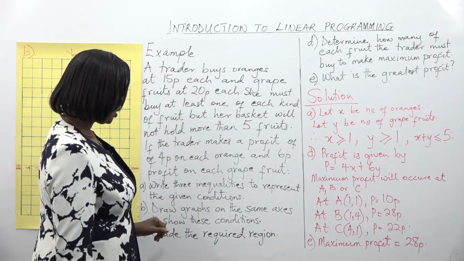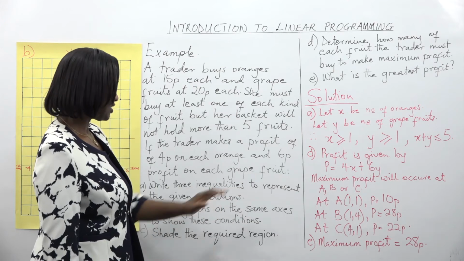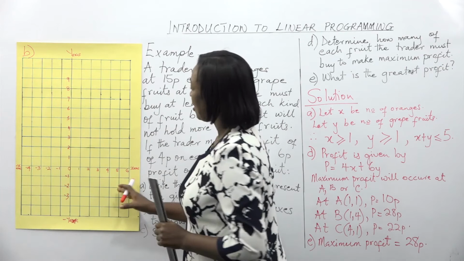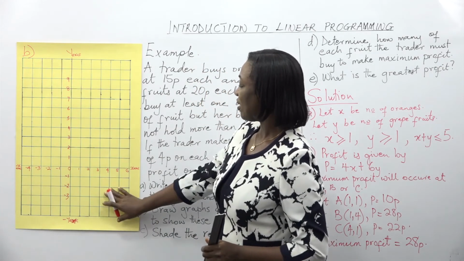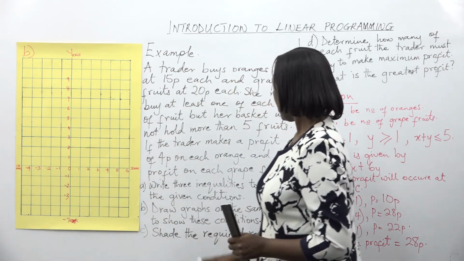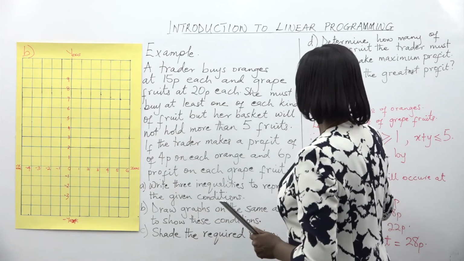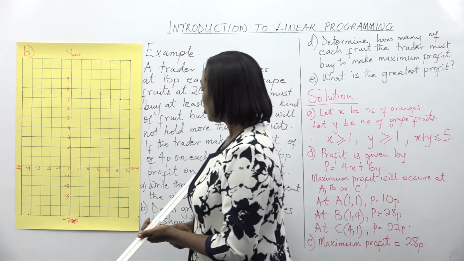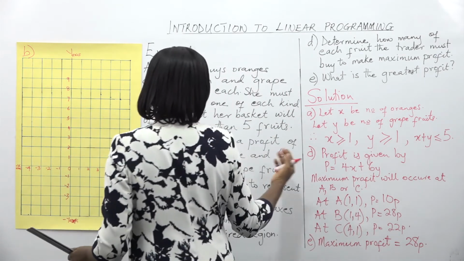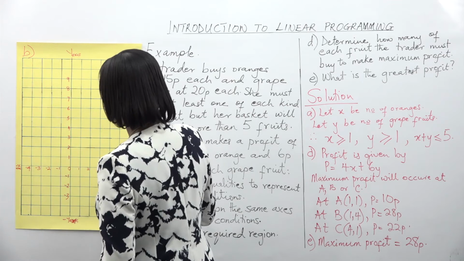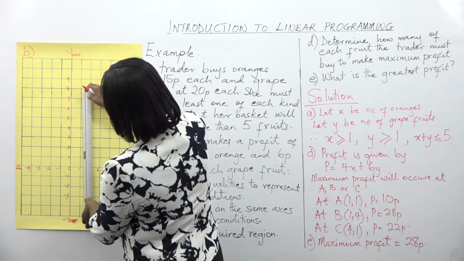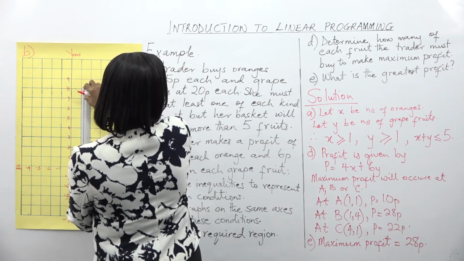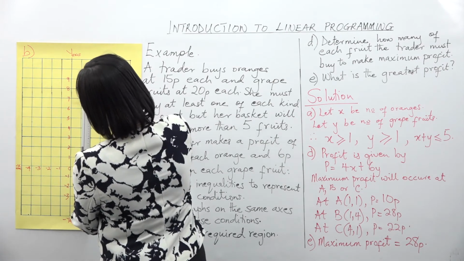So B says, draw graphs on the same axis to show these conditions. So let's draw the graphs here. We have our grid. The conditions are x greater than or equal to 1. So that's the line x is equal to 1, and then we'll find the required region. This is the line x equal to 1. So if it's greater than or equal to, it will be a solid line.